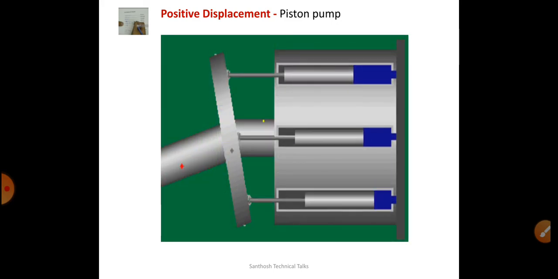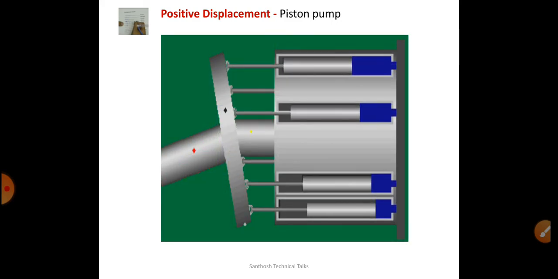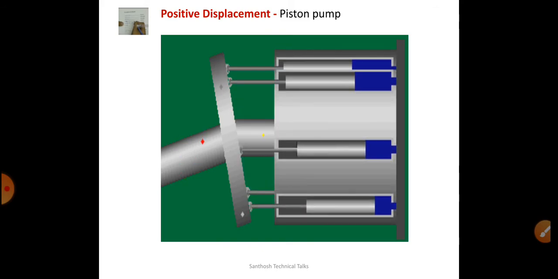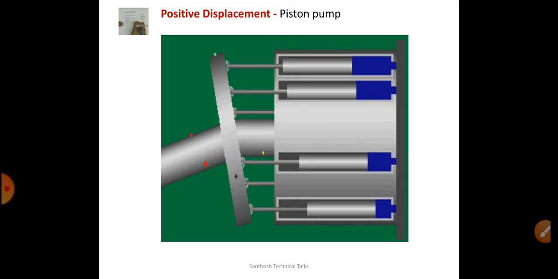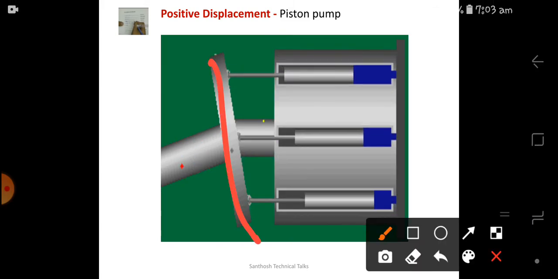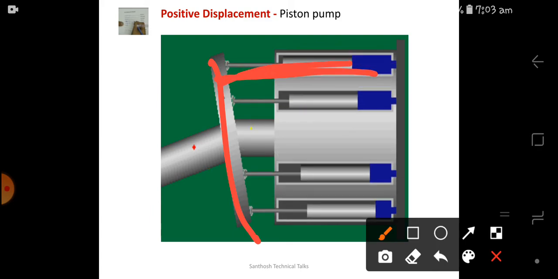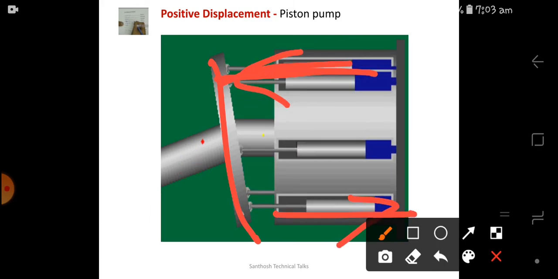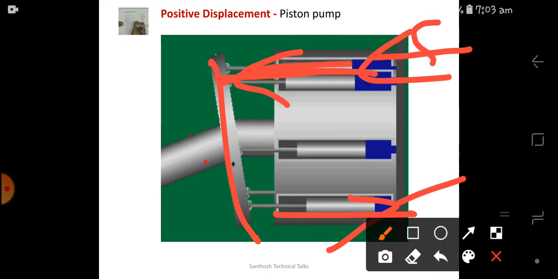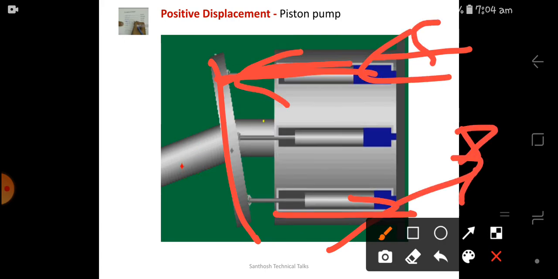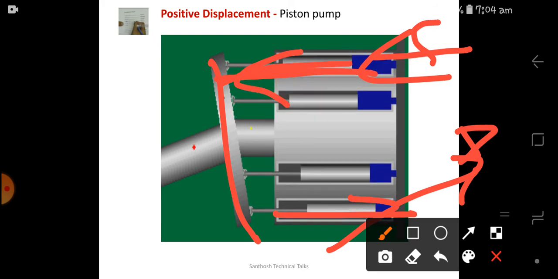Next is the positive displacement pump, that is the piston pump. A series of pistons are arranged in the rotor. If the rotor is displaced eccentrically, here you can see the suction happens, and here the delivery happens. One end is suction and the other end is delivery. So that is the function of this piston pump.